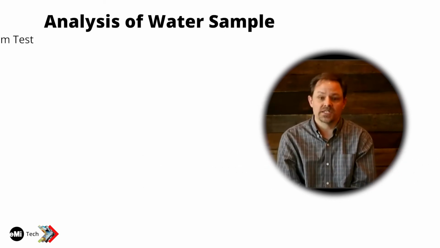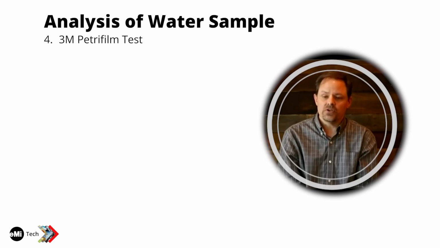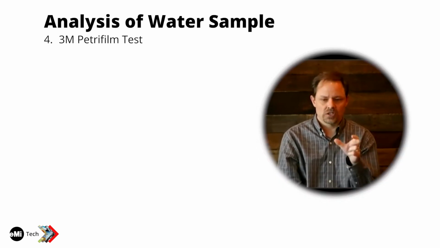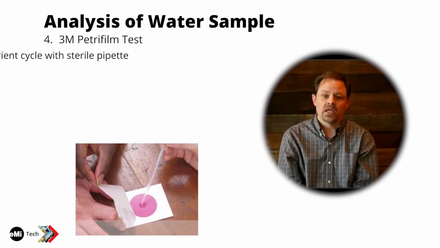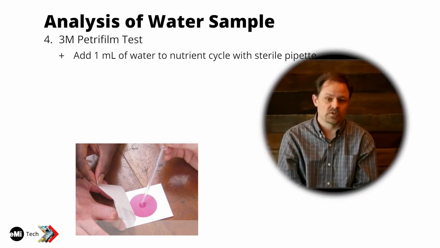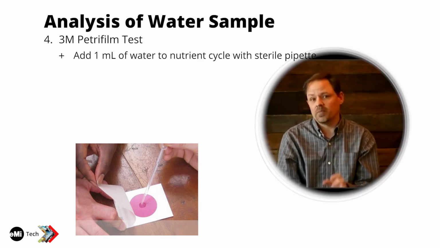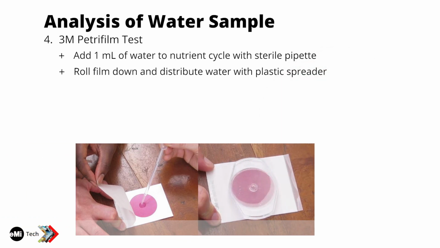The fourth test is the Petrifilm test from 3M. So the way you do this one is you buy these little cards, which have the little pink circle on them and a vellum that is on top. You just add 1 milliliter of water to that nutrient circle, that card, with a disposable sterile pipette. Once the 1 milliliter is on the circle, then you just carefully roll the vellum down. You've got to be careful to not trap air in there. And you also want to distribute that water as evenly over that pink circle as you can.